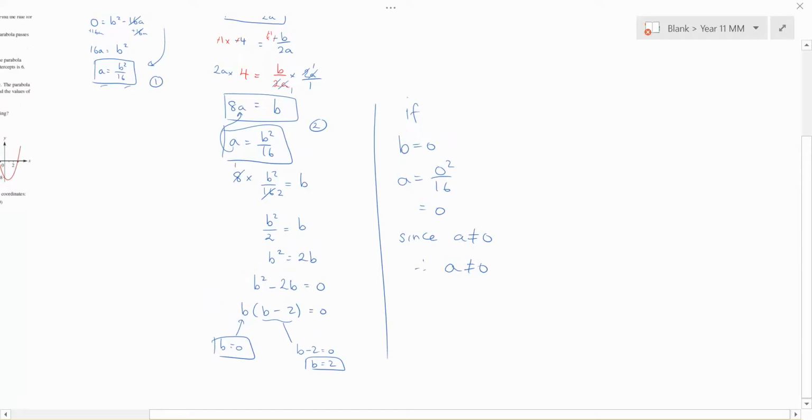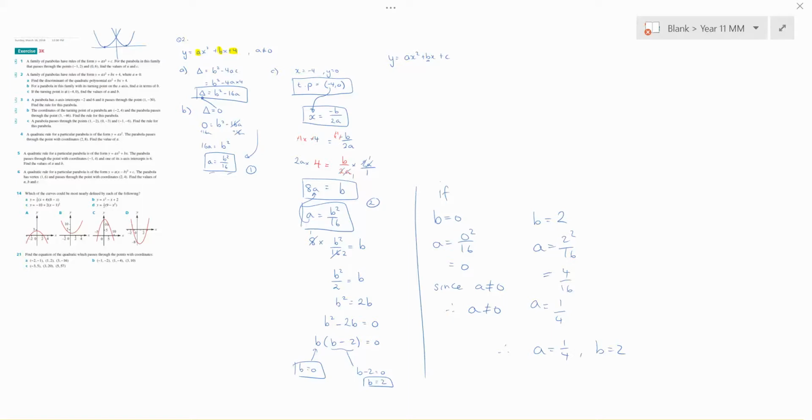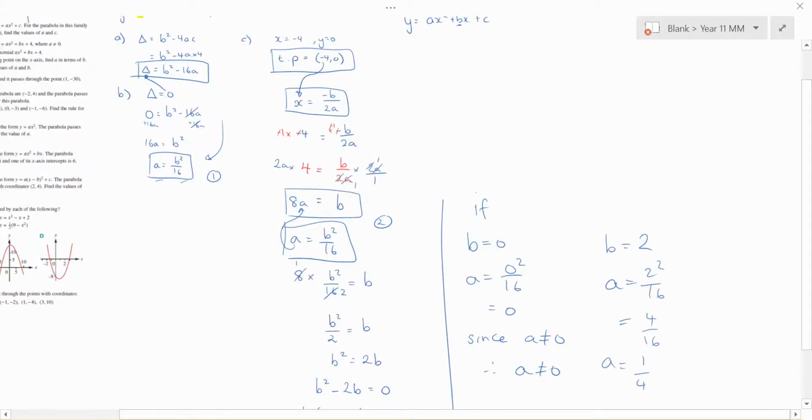Whereas the second condition was b equals 2, then a will equal 2 squared on 16. That's 4 on 16, which gives you a quarter. So that means it's likely a equals a quarter and b equals 2. Okay, that's a weird and long-winded one for 3K, but oh well. Question 2, how about that?